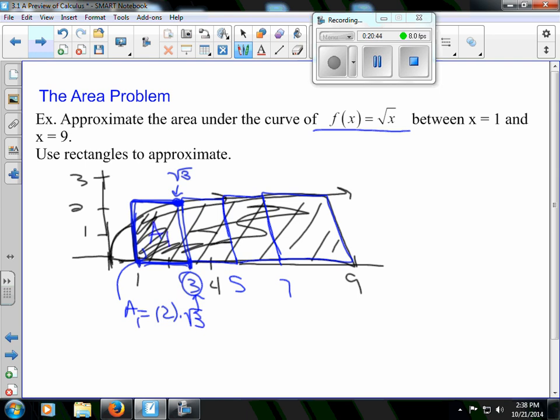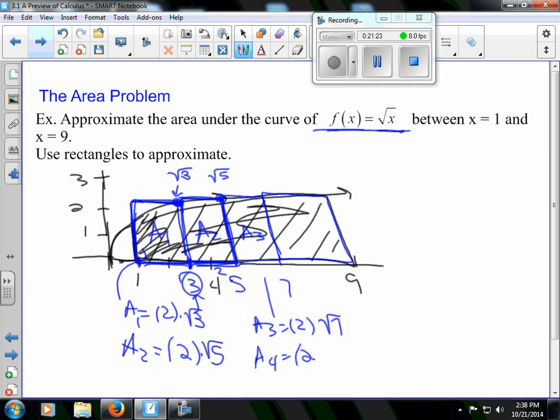We'll call that A1. And then area 2, the area of my second rectangle, also has a width of 2. To determine the height of the rectangle here, I'm again using an overestimate. I'm going to plug 5 into the function f of x equals radical x to determine the height. So this is 2 times radical 5. And then my third rectangle has again a width of 2, and now it has a height of radical 7. My last rectangle has a width of 2 and a height of radical 9, which is 3.